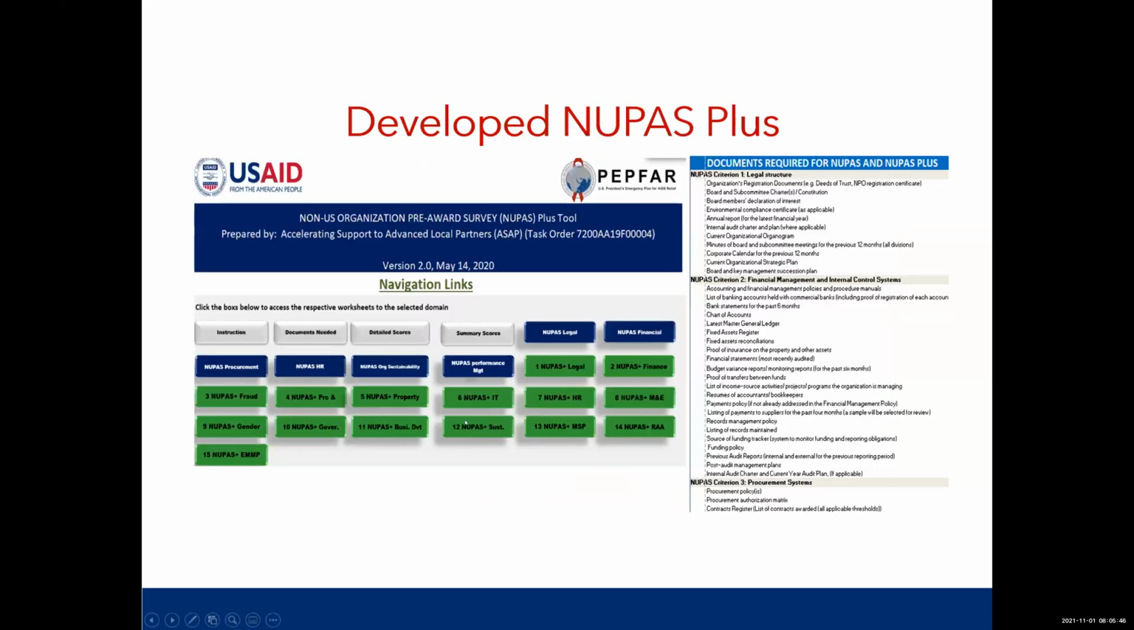This slide shows you our assessment tool. I wanted to share it with you. It's called the NUPIS Plus, the Non-US Organization Pre-Award Survey. In the blue icons, you can see that there are 6 squares there. Those are the original domains for the NUPIS. And for the NUPIS Plus, we have added all of these other domains in green. This tool can be found on our website.